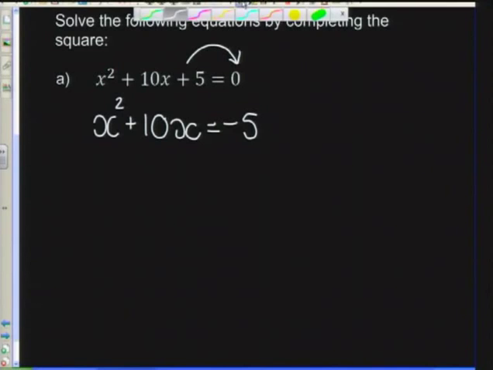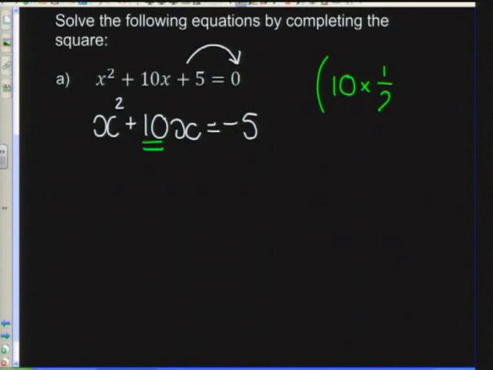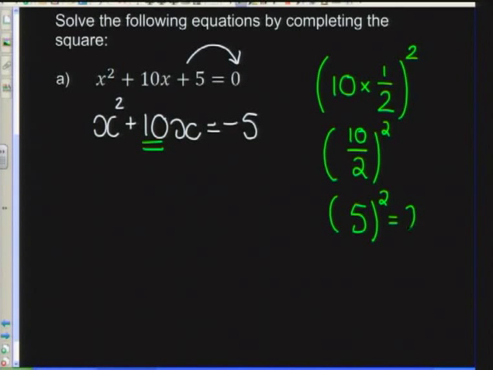Now we're going to do this. We're going to take the middle term, our positive 10, and we are going to multiply that value by a half. And once we've done that, we are going to square it, okay? So therefore, what I'm going to have is 10 over 2. And 10 over 2 can obviously simplify to 5, and that's going to be squared. So we are sitting with 25, okay?